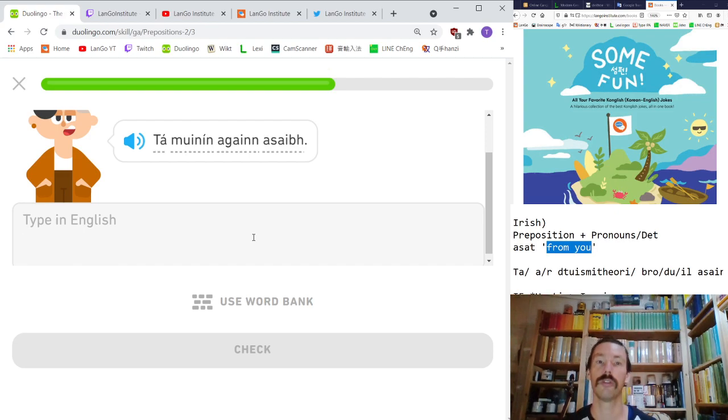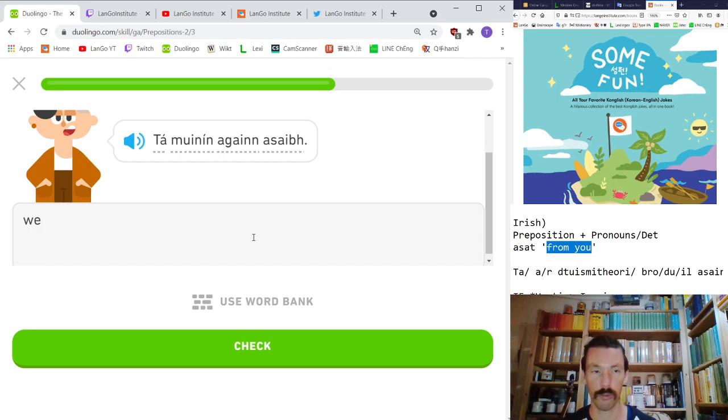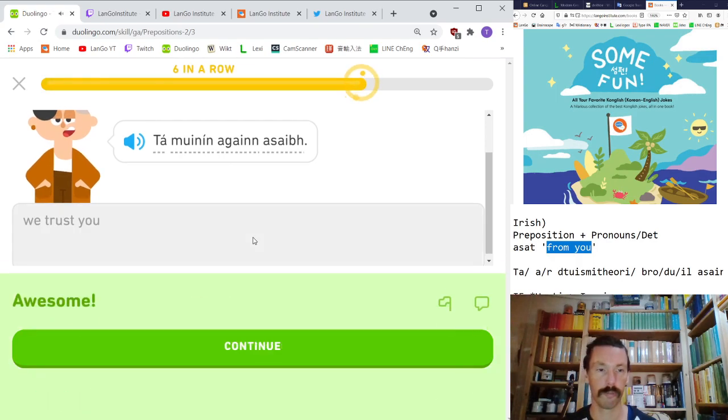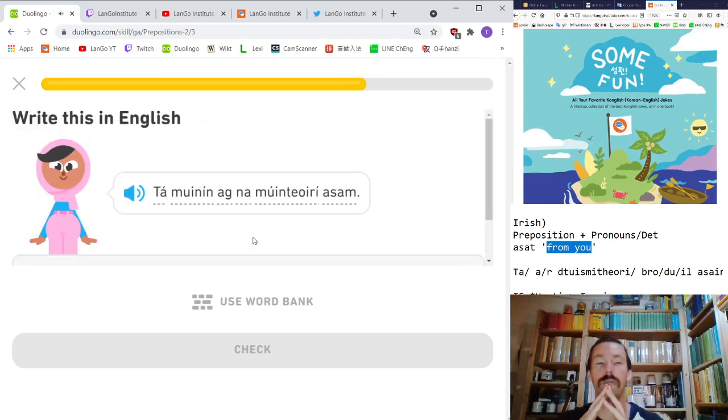There's trust at us means we have trust. We trust you, plural. Tá muinneáin ag na múntarí easam.